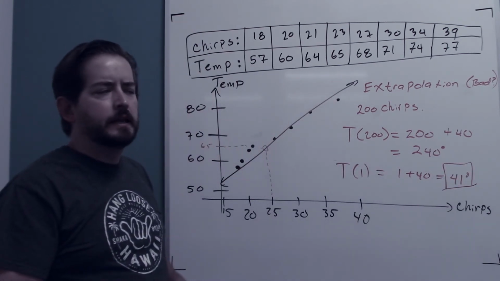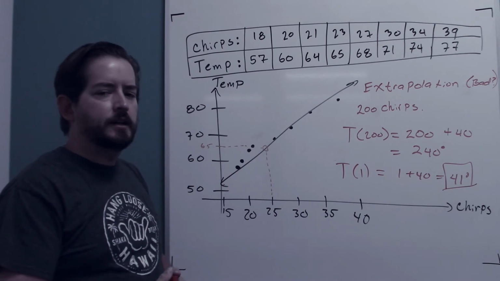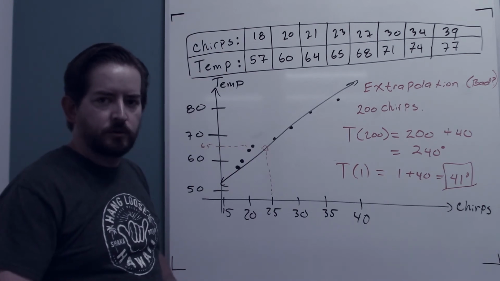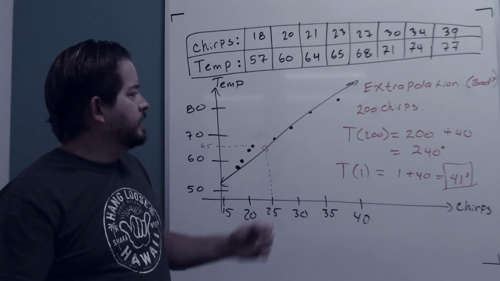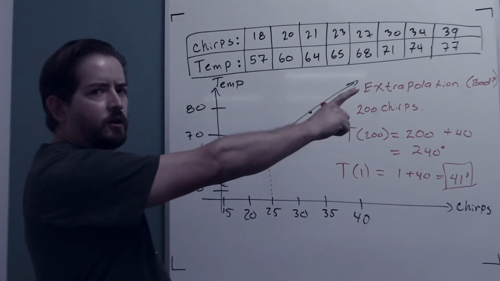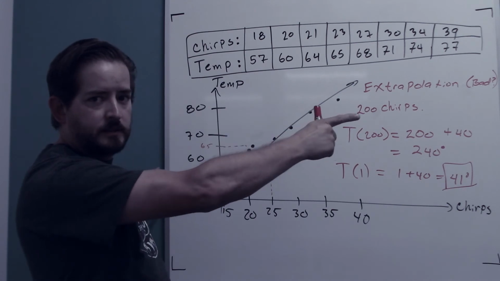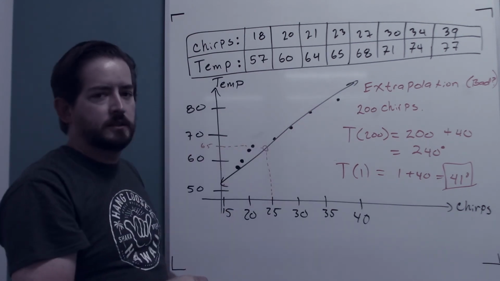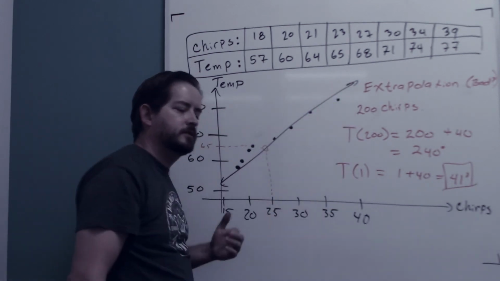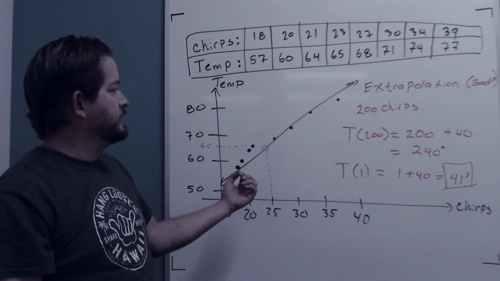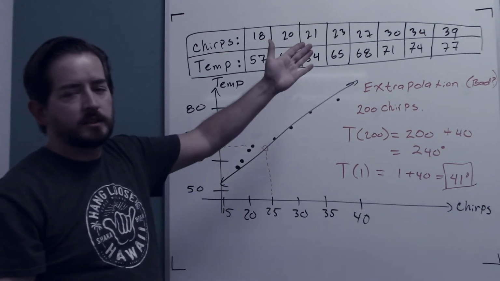Probably not 41 degrees. That one cricket chirp, it was his last chirp as he's freezing to death, right? So we probably can't go very far out to either side and then consider this still a valid equation. We're kind of stuck between the data that we've seen, and so we can only interpolate this data. We can't assume that this line goes on forever.